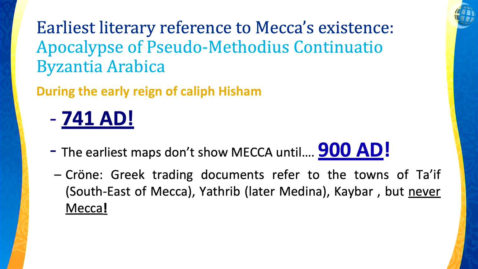So she went back to the earliest documents, and she found a document called the Apocalypse of Pseudo-Methodius Continuato Byzantia Arabica, which is the first reference she could find to this place called Mecca, written in 741 AD. That's the 8th century. In fact, it's almost 100 years after Muhammad's death that the first reference for it. What does this say to you? That tells me that Mecca wasn't as prominent a city or a town like the standard Islamic narrative would want us to believe. Absolutely. To me, that's a huge problem.